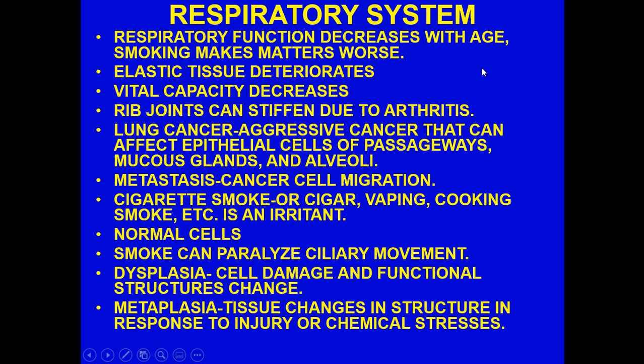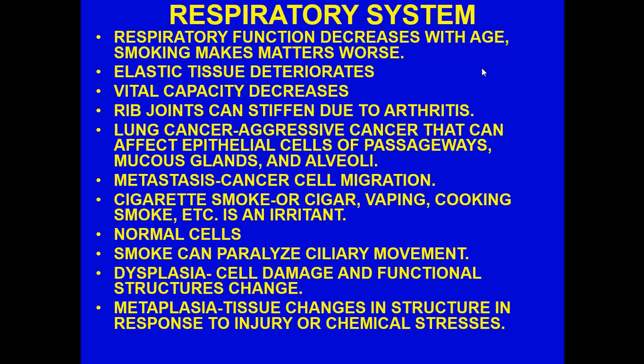Respiratory function decreases with age. Smoking only makes matters worse. Elastic tissue will deteriorate. Vital capacity decreases. These are all factors that occur as we begin to get older. Rib joints can stiffen due to arthritis.